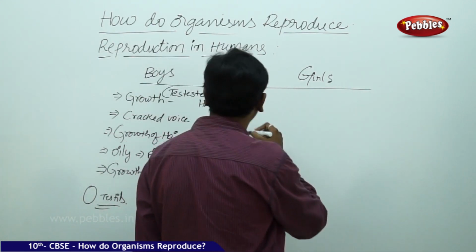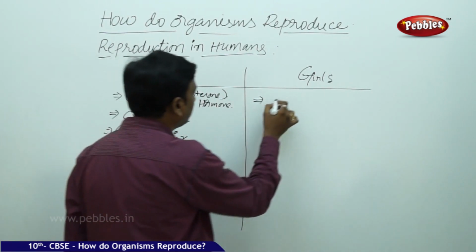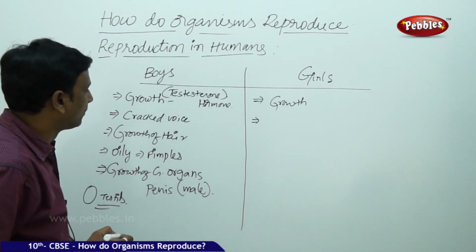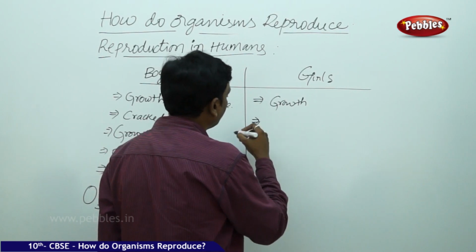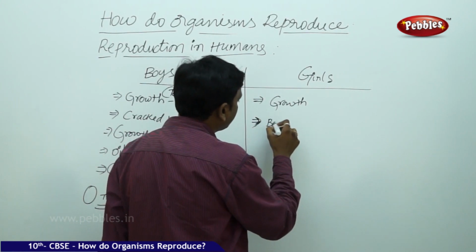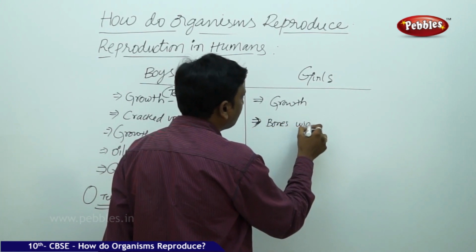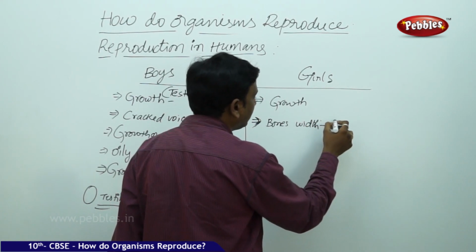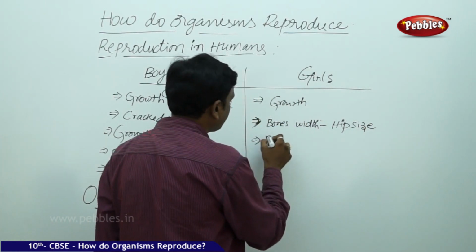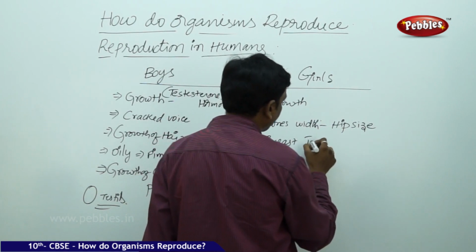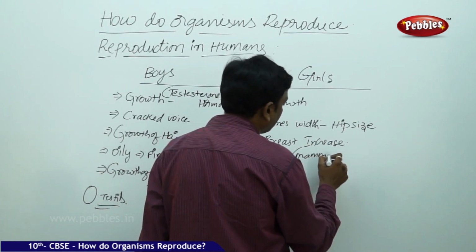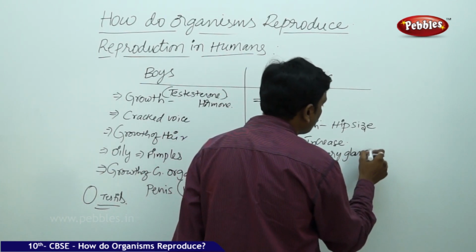Now let us see in case of the girls also, we see most of the things are common. We see the growth of their height, their body increases in size, but voice wise you will not see any changes there. Here you see their bone size increases, bone width at specific locations, like their hip size increases, hip bone size increases, and their breasts increase in size. It is to accommodate mammary glands. The mammary glands are the glands which produce milk.